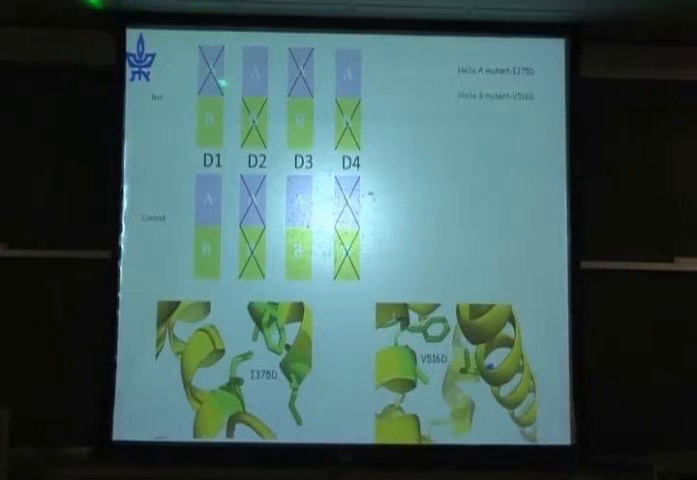So we introduced a mutation in helix A in one subunit, and a mutation in helix B in the neighboring subunit, in alternance. We compared this structure with this structure, where we are mutating helix A and B in the very same subunit. And then we analyzed the current. We also analyzed the calmodulin binding to this channel.